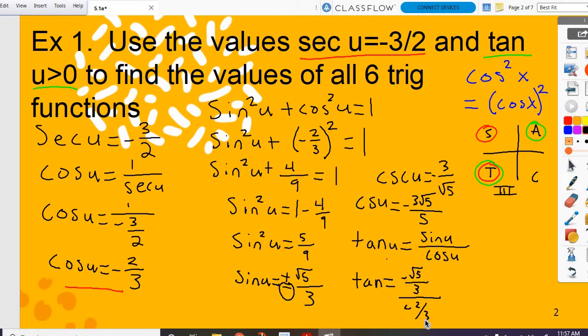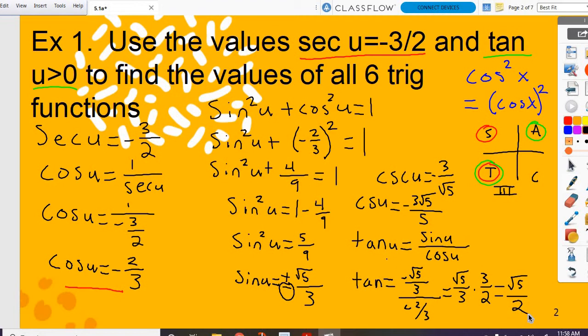Reciprocal identity. So here I need to multiply by the reciprocal of the denominator. So this becomes square root of 5 over 3 times 3 halves. So what happens to our 3's? I mean, yes, but we don't like the word cancel. They reduce. Yes. Okay, so we end up with the square root of 5 over 2.